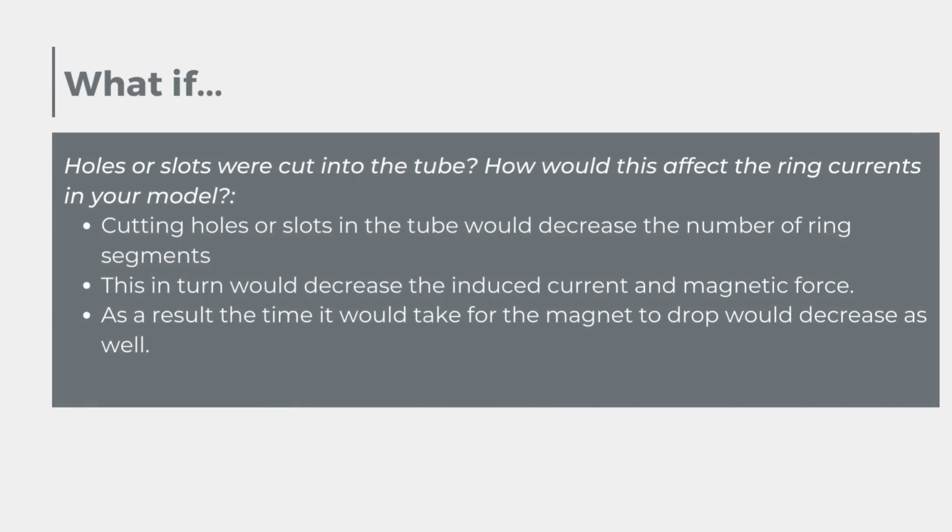Now, what if holes or slots were cut into the tube? How would this affect the ring currents in your model? Cutting holes or slots in the tube would decrease the number of ring segments. This in turn would decrease the induced current and magnetic force. As a result, the time that it would take for the magnet to drop would decrease as well.